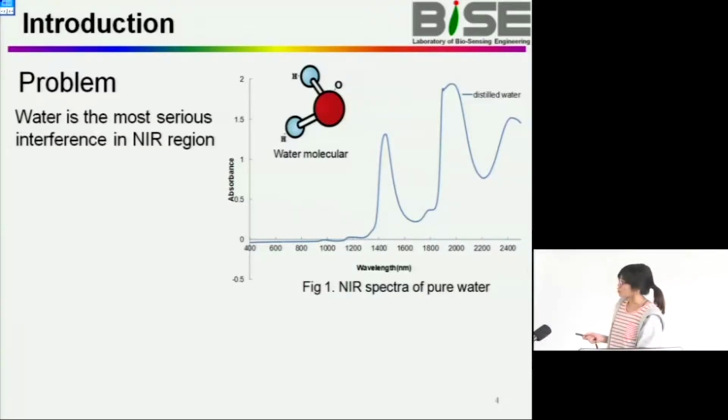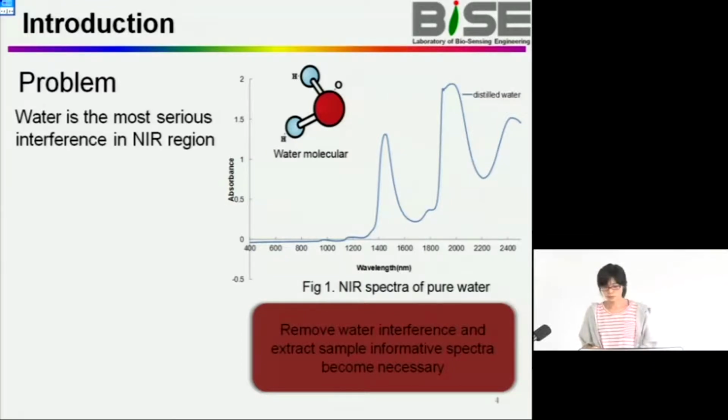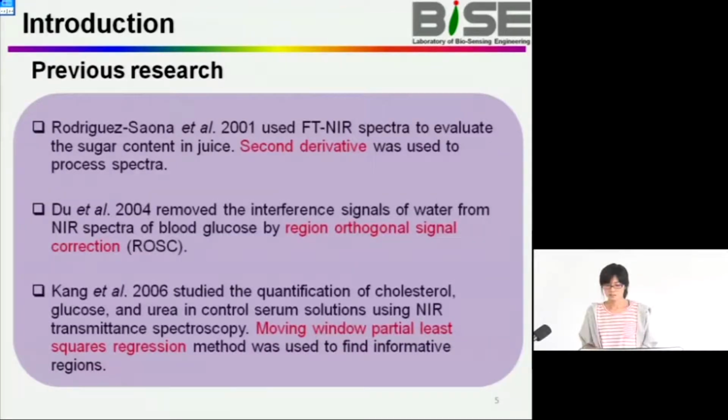Usually, water absorption is much higher than the sample in this experiment, much higher than CGA. So how to remove water interference and extract the informative sample spectrum becomes important. In previous research, they usually use mathematical methods to remove the water interference, such as the second derivative method, which was used to process spectra of juice, and the orthogonal signal correction method, which was used to remove the interference signal of water from NIR spectra of blood glucose.